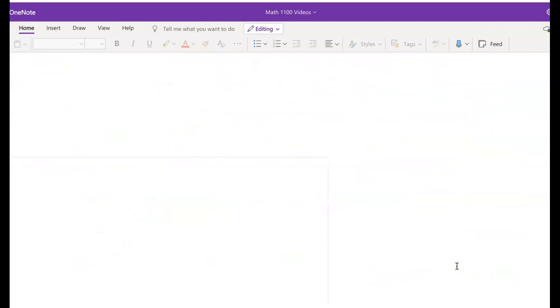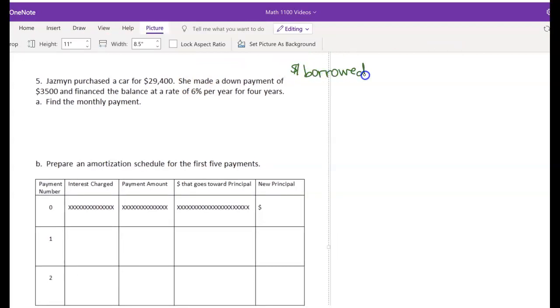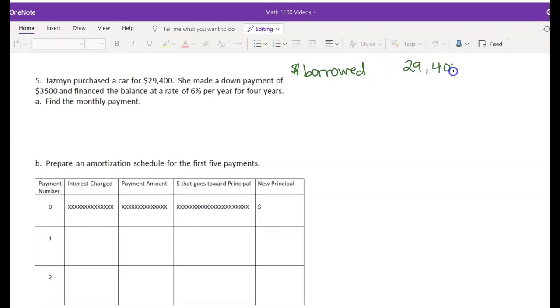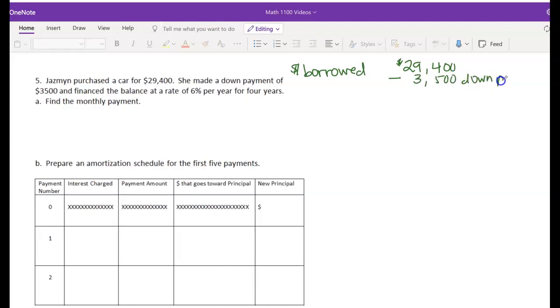Let's go on to question 5. Question 5 says that Jasmine purchased a car for $29,400. She made a down payment of $3,500, and the rest was financed at 6% per year for 4 years. Find the monthly payment. So let's first find the amount of money borrowed. So the amount of money borrowed is the $29,400 minus the $3,500 down payment. And that gives a total amount borrowed of $25,900.